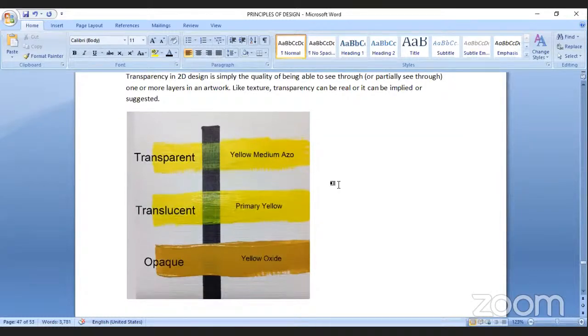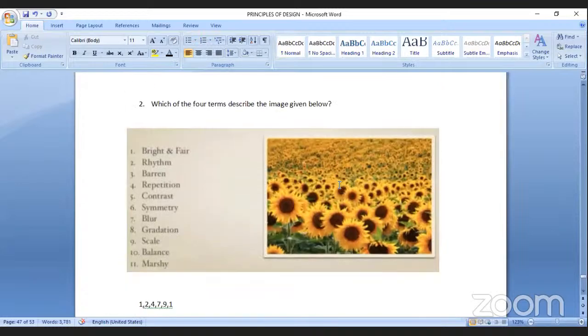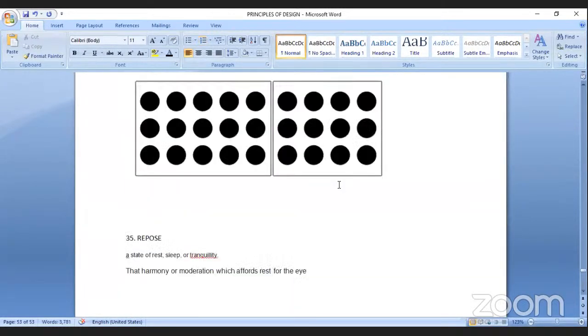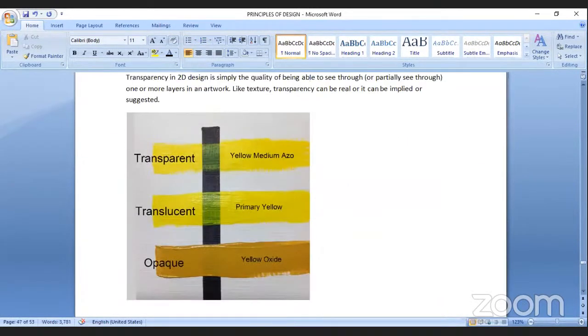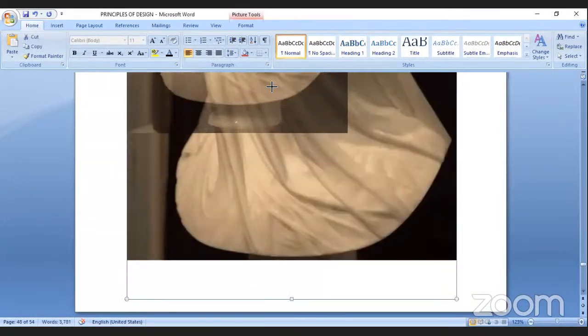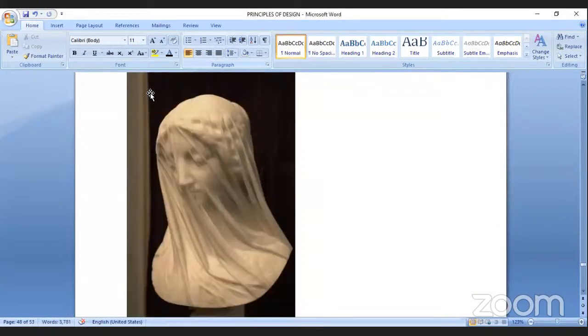There's one more example. I think that's a very good example. This is a sculpture of a woman whose face is covered by a transparent cloth. It's a sculpture, remember? This is implied transparency. Understood?